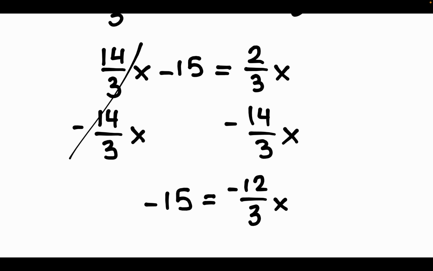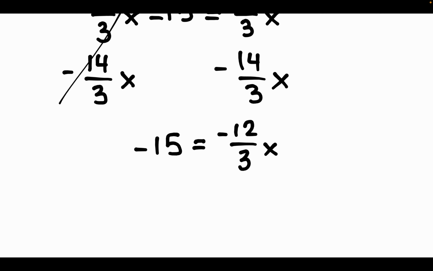Now there's different ways that you could do this. Actually 3 different ways. We are going to multiply by the reciprocal because that's the quickest way to cancel out that negative 12 over 3 that's being multiplied to x. So we're going to multiply both sides by the reciprocal. The reciprocal of negative 12 over 3 is negative 3 over 12.